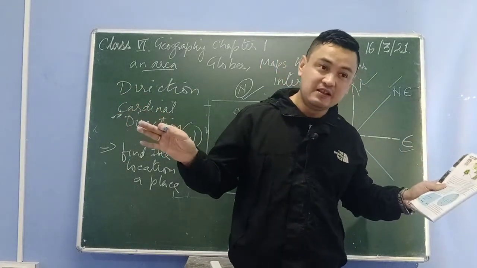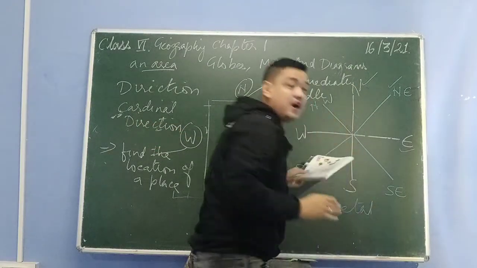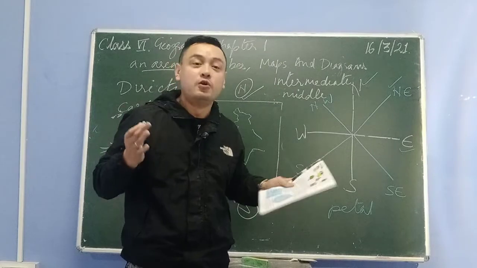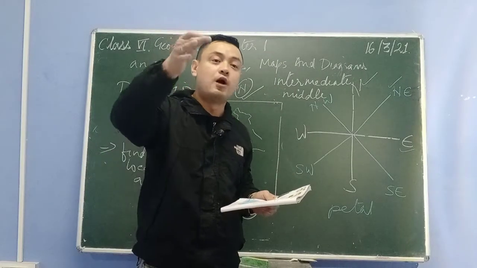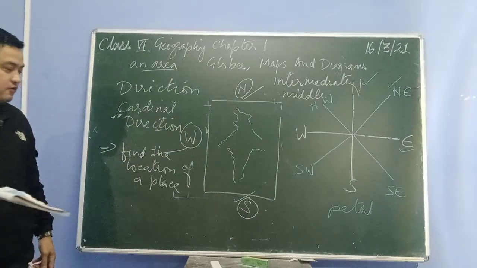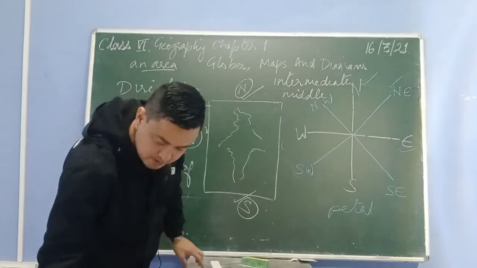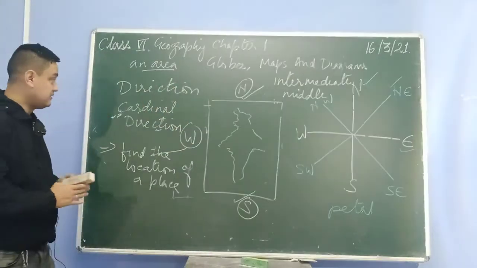Do you know what a petal is? P-E-T-A-L, petal of a flower. It looks like a rose. Therefore, it is called a compass rose. Please underline that in your book. Now we are moving on to scale, the third element.